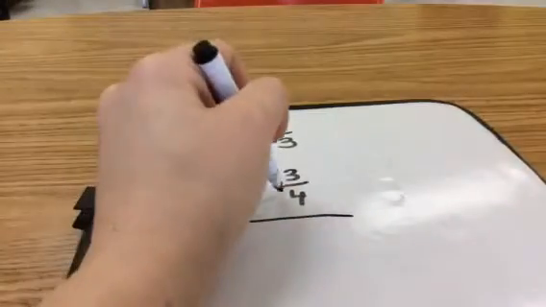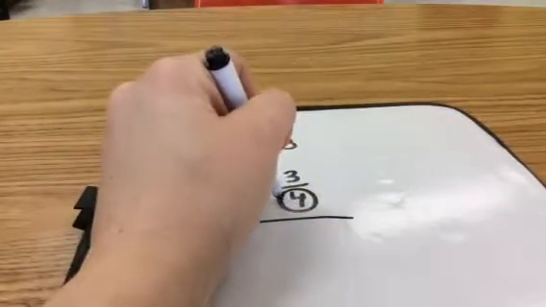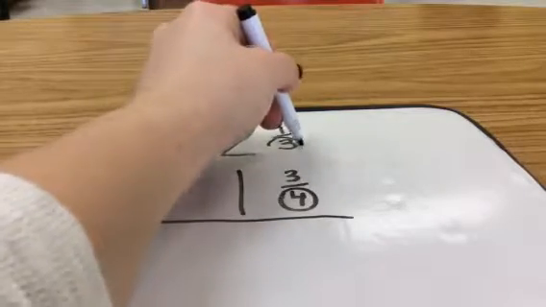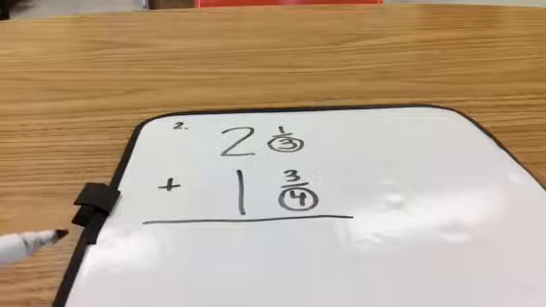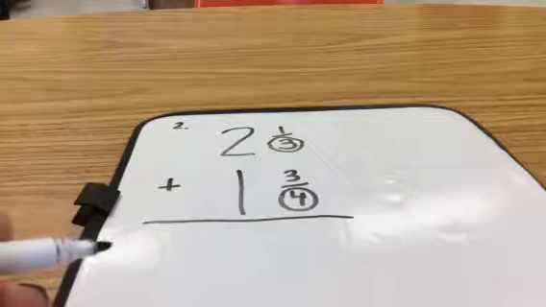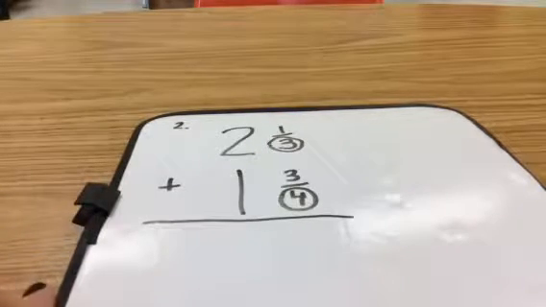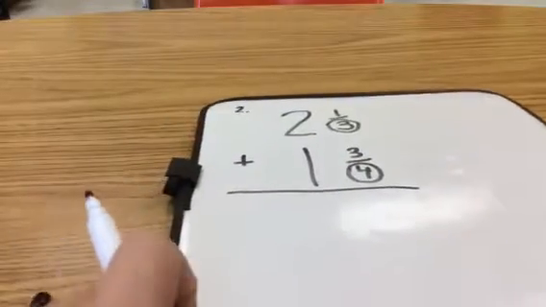So the first thing I notice is that the denominators, 3 and 4, are different, and you cannot add fractions with unlike denominators, so we need to make them the same. In order to do that, we need to find the least common multiple.